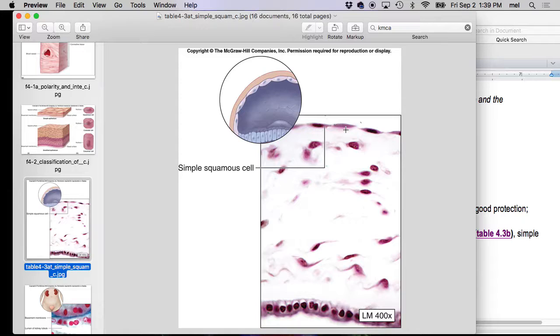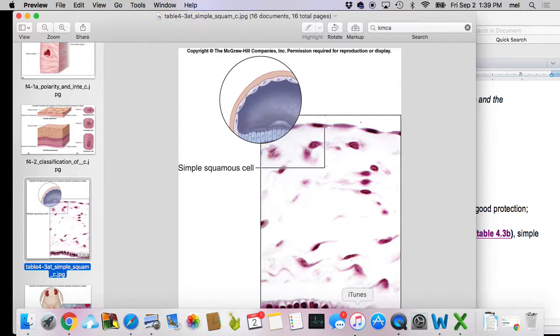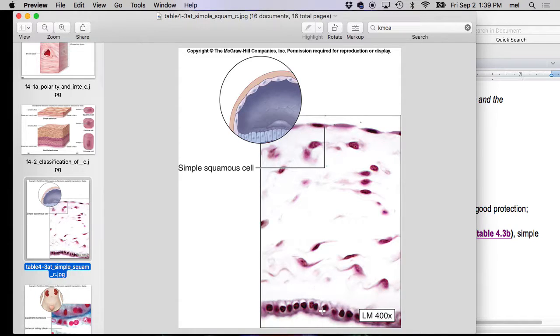Go ahead. The cells on the bottom of it, though? This is a simple cuboidal. Okay, so, yeah, it's the same tissue, but one side. No. This is a different tissue. This is two different epithelial tissues wrapping two different sides of the same organ, is what that is that you're seeing. Okay, but that is a good question. That's a simple cuboidal on the other side.